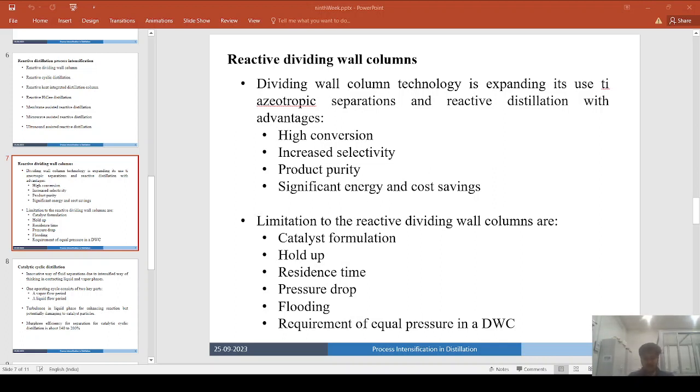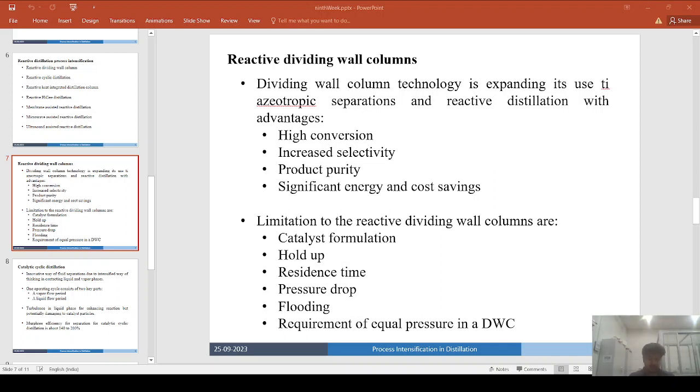Another reason to intensify reactive dividing wall columns is the limitations they currently have, which relate to the catalyst formulation, hold up and residence time, pressure drop and flooding, and the equal pressure that is also required in a dividing wall column. So these are some of the factors holding it back, but these are quite simple things. If you can remove them or work towards them, the intensification of our reactive dividing wall column can go up to 15 to 75% energy savings and 20% capital savings.